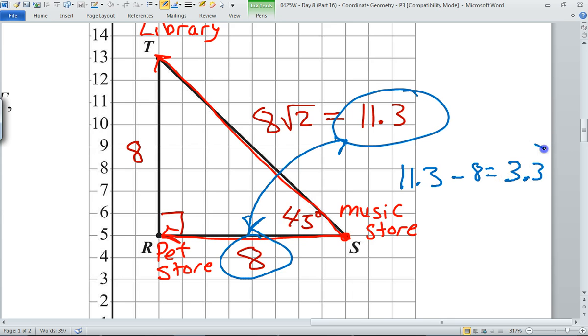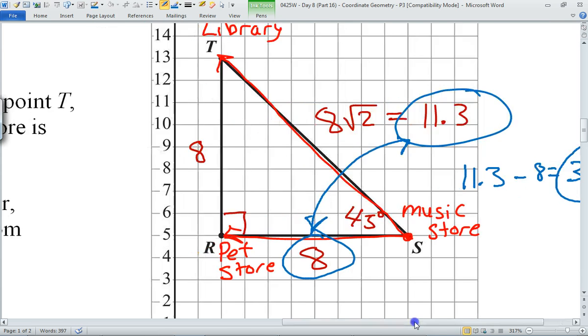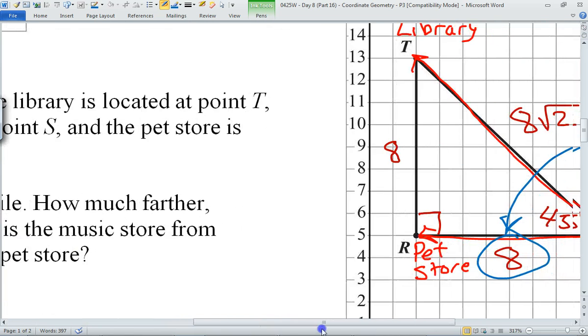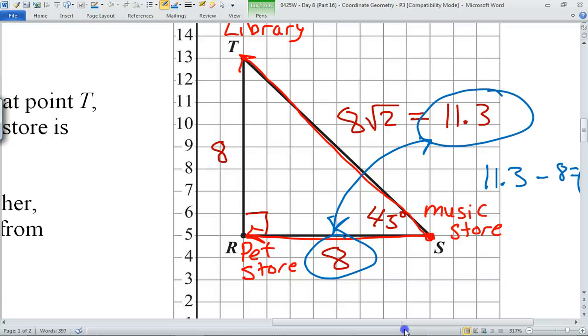Oh, and this is multiple choice, yes? All right, I love it when it's multiple choice because you can just look and see, oh yeah, there it is. Okay? So number 4 was A. We did 11.3 minus 8, because our goal was to find how much further it is to the library as opposed to the pet store. So we had to subtract to find out how much bigger it is.